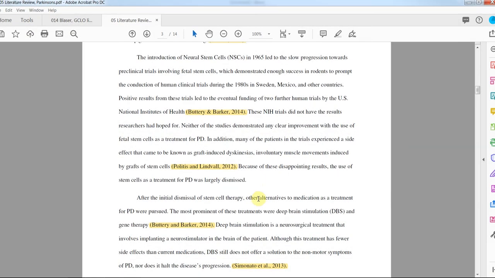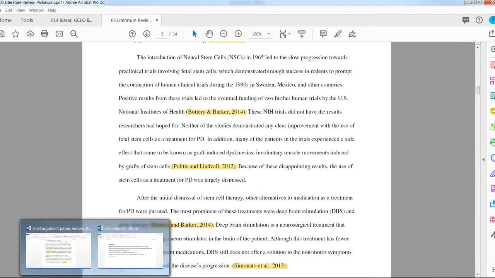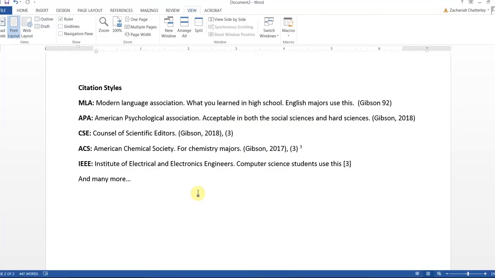Let's have a quick lesson on the different systems that are available to you. So these are various different systems of citation. MLA is the one that you probably learned in high school. That is because it was taught to you by an English major, and this is what English majors use. It is usually not applicable to hard science papers, but it is something that you're probably all familiar with.